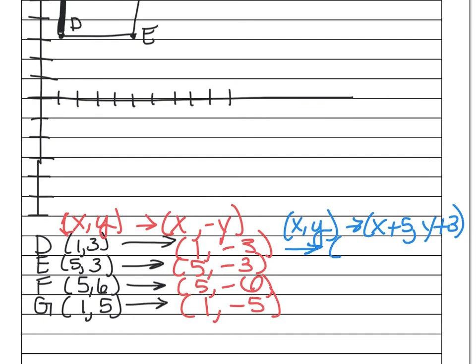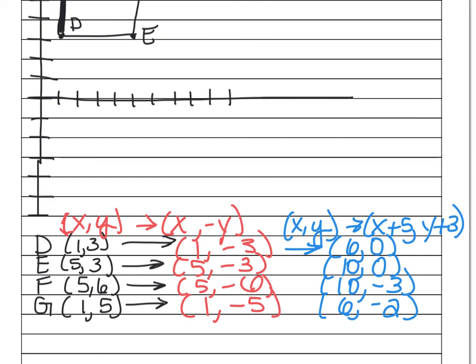So we're going to add 5 to 1. So we're going to go ahead and get 6. And I'm just going to go down the line here. Add 5 to 5, we get 10. Add 5 to 5, we get 10. Add 5 to 1, we get 6. Let's go ahead and look at the y values. We're going to add 3 to those. So -3 plus 3 is 0. -3 plus 3 is 0. -6 plus 3 is -3. And -5 plus 3 is -2. So now in blue, we have our image.